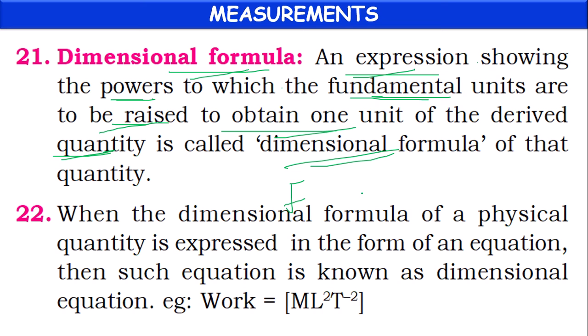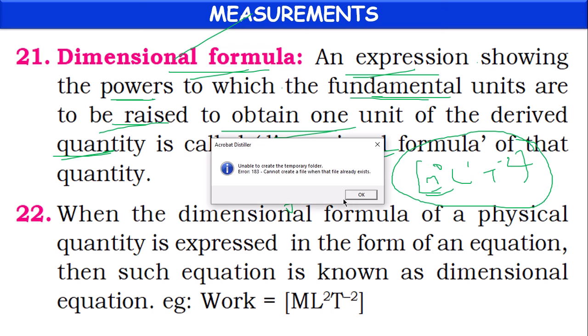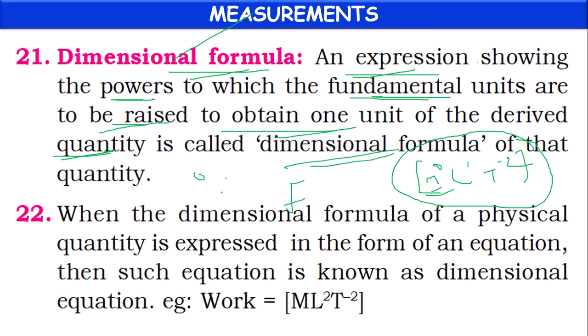Suppose force. Dimensional formula of force is M1 L1 T minus 2. This total expression enclosed in square brackets is called dimensional formula. Dimensions means the dimensions of mass are 0, the dimensions of length is 1, the dimensions of time is minus 2. They are different. Dimensions are only the powers. Dimensional formula means the whole expression which is equal to force.